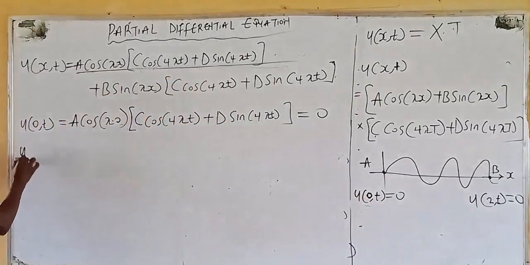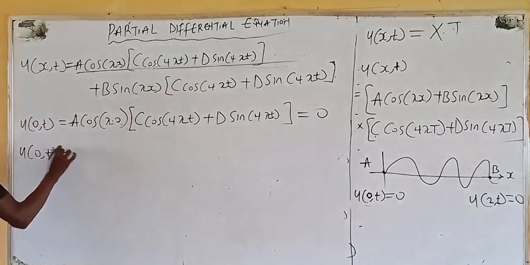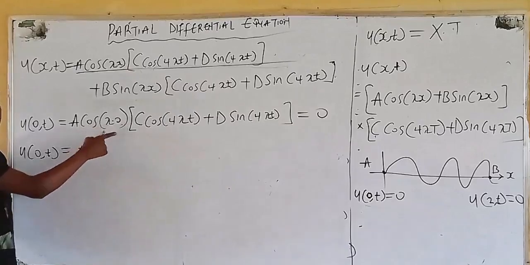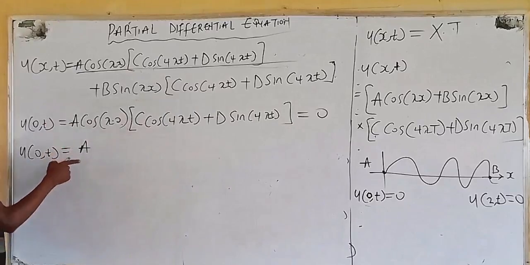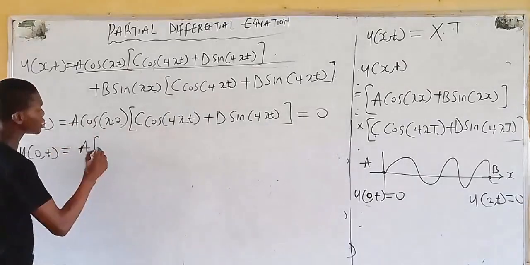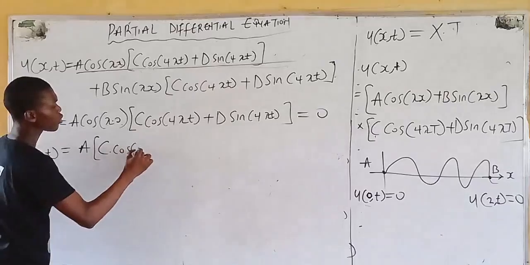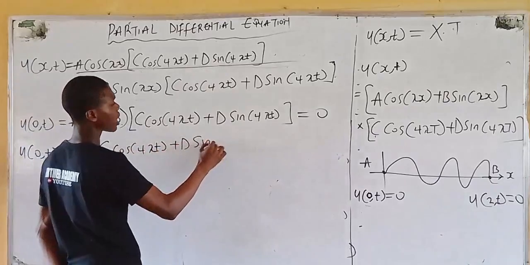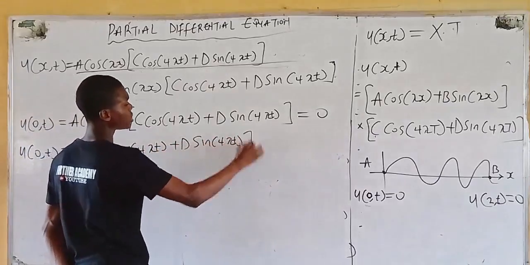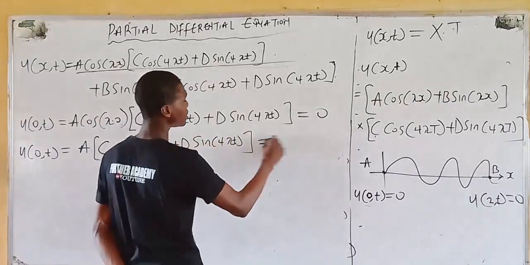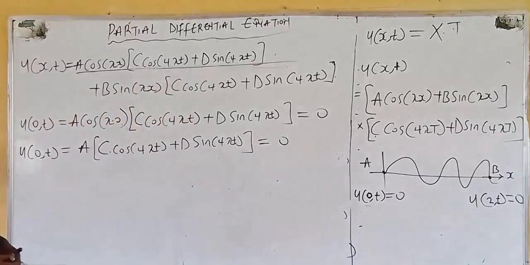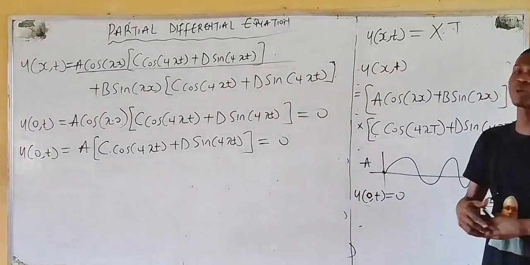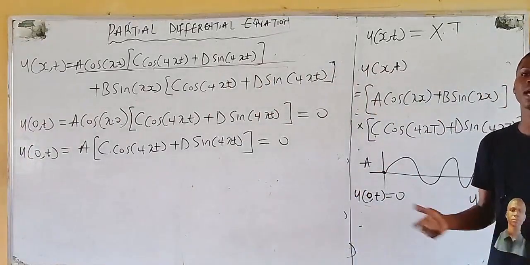So you are having u as a function of 0 comma t equals a. This gives me cos 0. Cos 0 is 1. 1 multiplying a, you still have a. Then you'll be left with this, meaning c multiplying cos 4 pi t plus d sine 4 pi t, equating that to 0. Now from here, I want to know the value of a. What will be the value of a from what we have here?